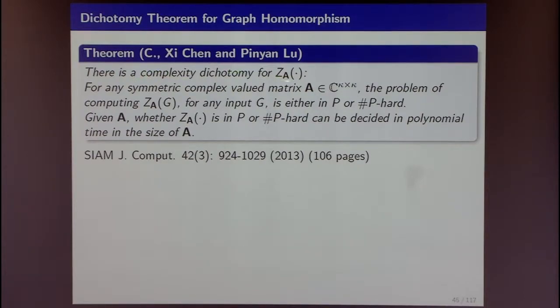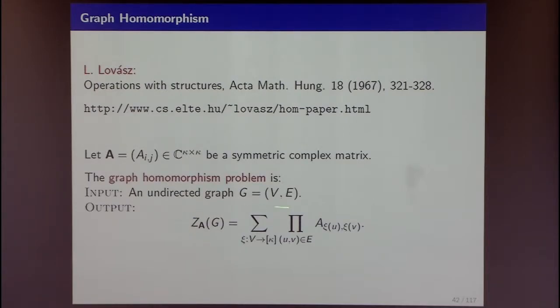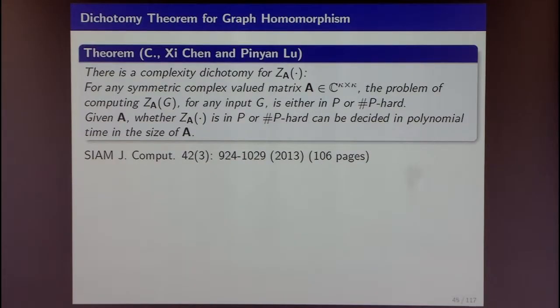So the dichotomy theorem says that you give an arbitrary symmetric complex valued matrix. This problem, which is this partition function called Z, okay, computing this thing, which by definition, of course, takes exponentially many terms. The definitional way of computing it takes exponentially many terms, but it might be that you can do it in a different way. So that's the whole point of complexity theory, right? You might do it efficiently. And the theorem says that this computation for an input G is either in polynomial time or Sharp-P-hard.